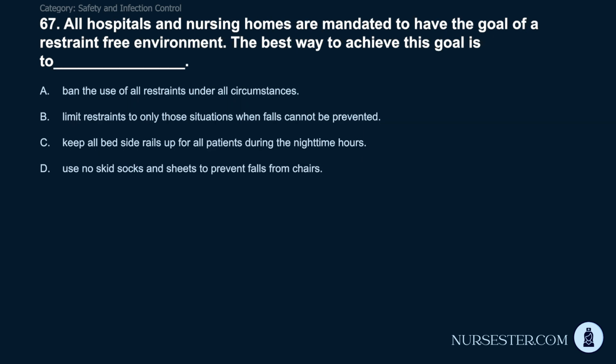67. All hospitals and nursing homes are mandated to have the goal of a restraint-free environment. The best way to achieve this goal is to underscore: A. Ban the use of all restraints under all circumstances. B. Limit restraints to only those situations when falls cannot be prevented. C. Keep all bedside rails up for all patients during the nighttime hours. D. Use no skid socks and sheets to prevent falls from chairs. Correct answer, B. Limit restraints to only those situations when falls cannot be prevented.